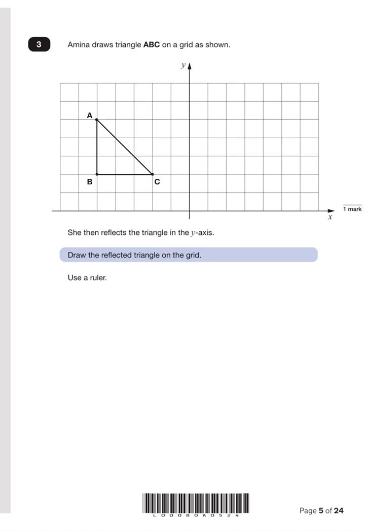So I'm going to start 2 away, and it goes 3 to the left, so I'm going to go 3 to the right. And then it goes 3 up, so I'm going to go 3 up. And then I'm going to join the points, and that is the reflection. But when you do it on paper, please use a ruler.